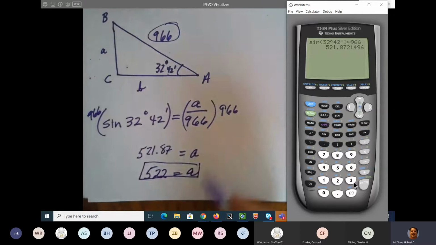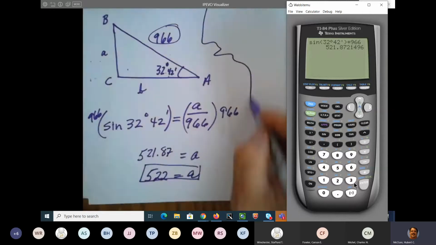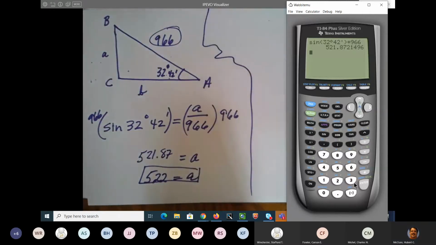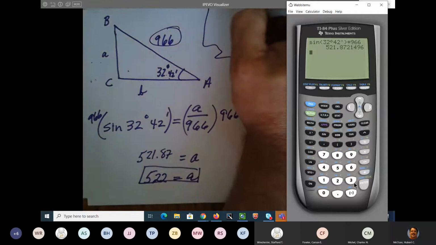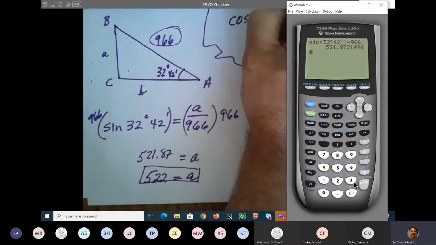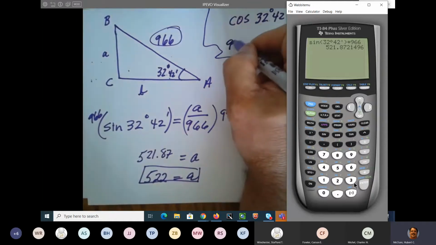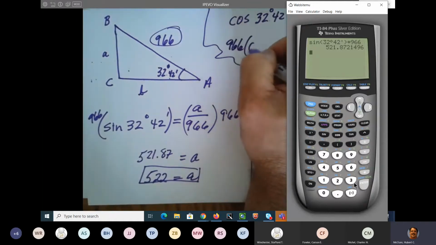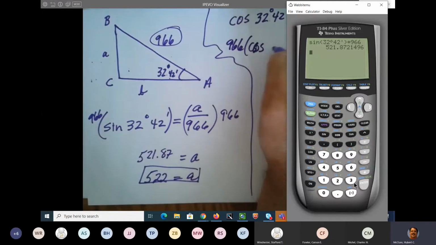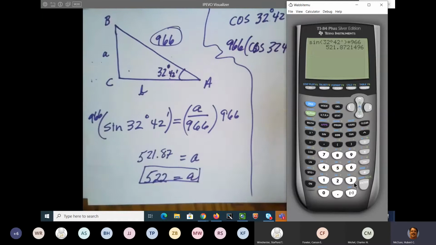Now you can use the Pythagorean theorem, or you could use the cosine. Cosine of 32°42' is equal to the adjacent over 966, so you would multiply 966 by the cosine of 32°42'. I'm not going to go through that. I'm going to do the Pythagorean.